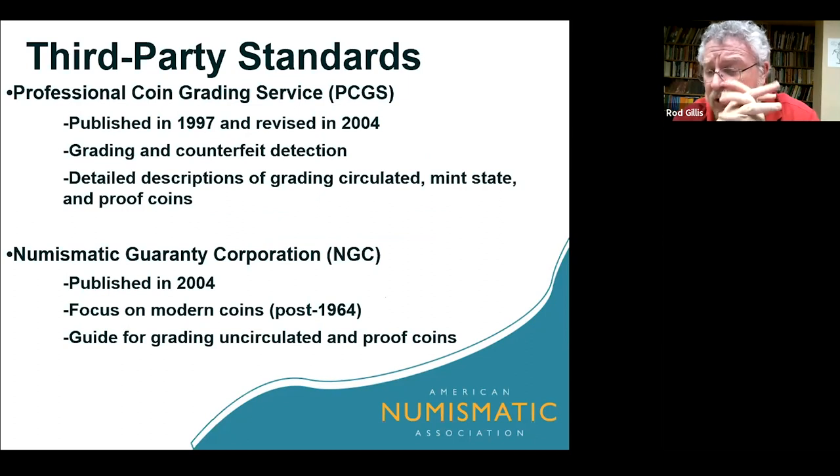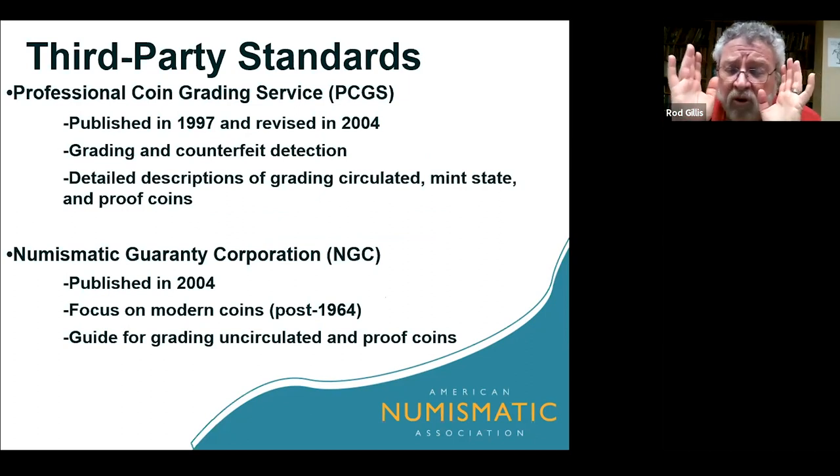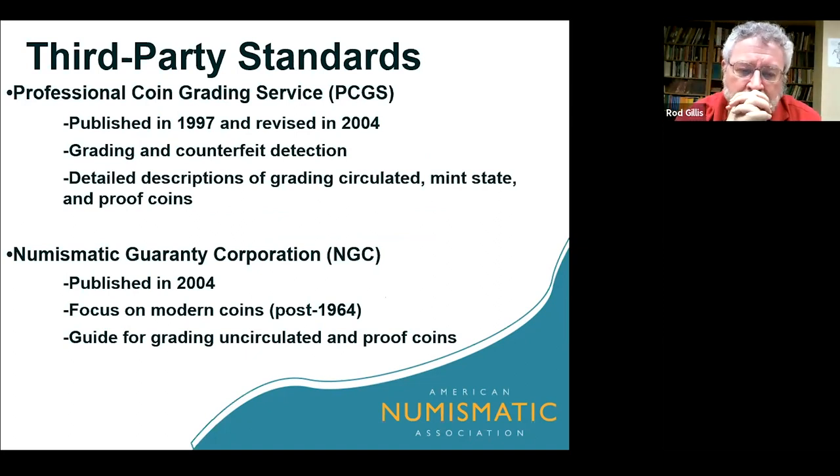And then there are third-party grading standards. And this is a real important concept that I want to spend a couple minutes with. The Professional Coin Grading Service, otherwise known as PCGS, published in 1997 and revised in 2004 their grading standards. NGC, Numismatic Guarantee Corporation, published their standards in 2004. They placed a focus on modern coins post 1964 and included a guide for grading uncirculated and proof coins.